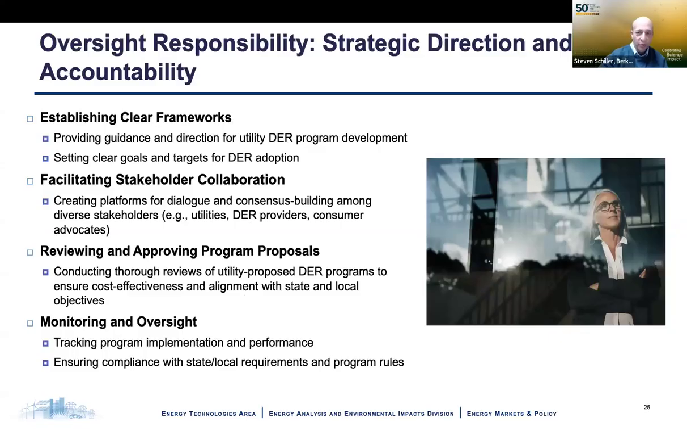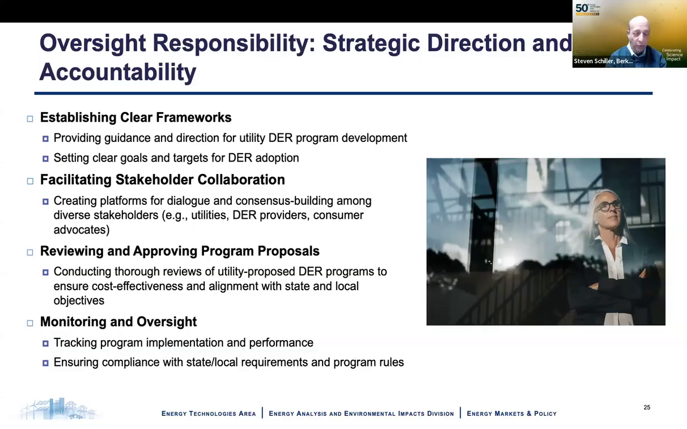For the oversight responsibility, the goal here is to provide the strategic direction and the accountability, establishing clear frameworks, guidance and direction, and facilitating stakeholder collaboration. It's suggested to engage the stakeholders, whether that's the consumers or, as I was mentioning just before, the contractors who understand the mechanisms that the customers, the consumers use to decide on making these investments, and working with them.